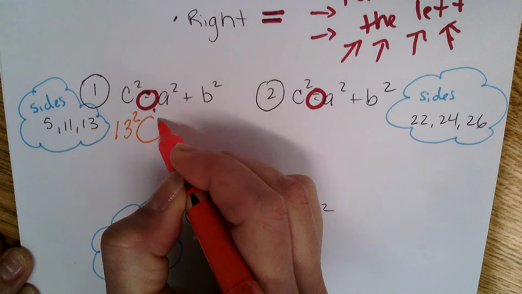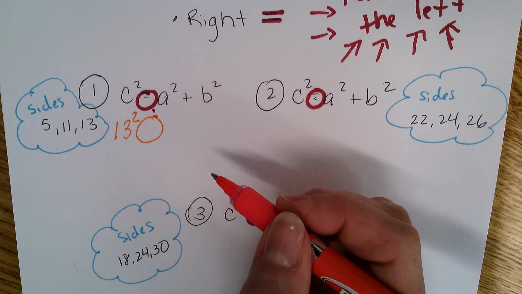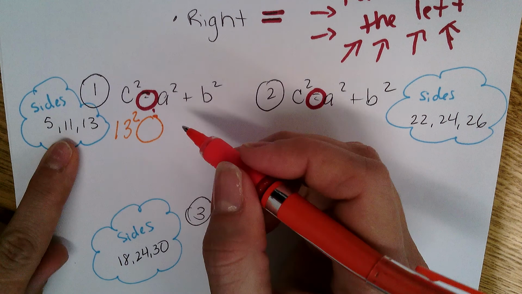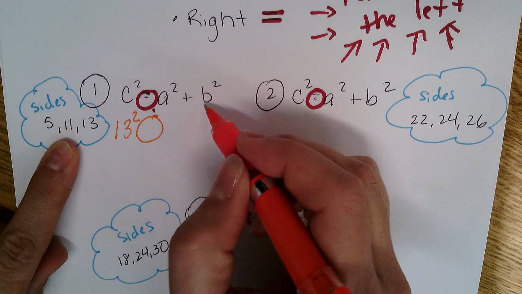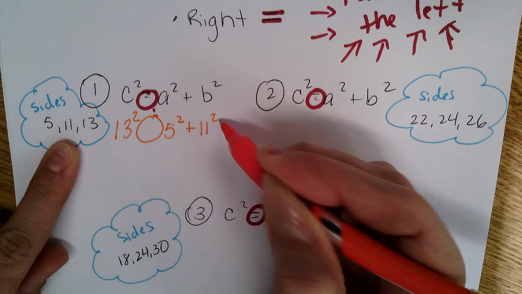Then I'm going to be leaving this open. I don't know right now, are they equal? I don't know, so I'm leaving it open. So then I'm just going to place the 5 and the 11. Again, that doesn't matter. The A can be 5 or it can be 11. It does not matter in that order.